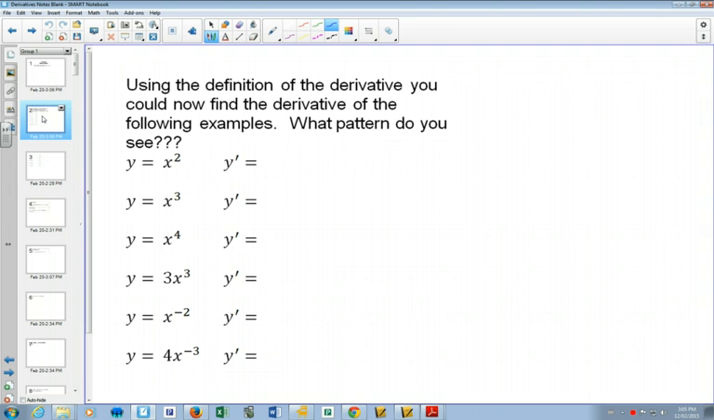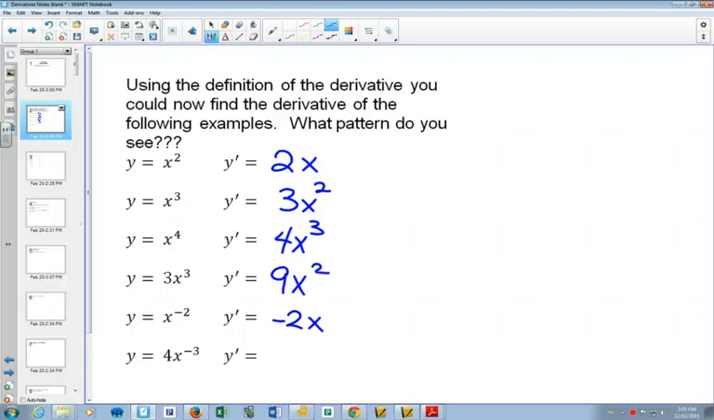Each of them, and we found the following results. That the derivative here was 2x. The derivative here was 3x squared. Here we got 4x cubed. 9x squared, negative 2x to the negative 3, and negative 12x to the negative 4.